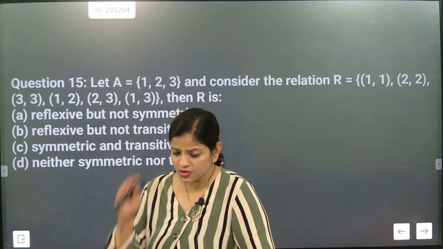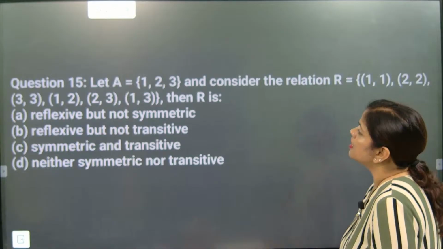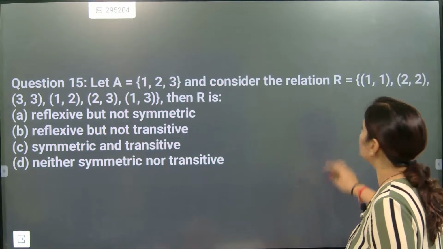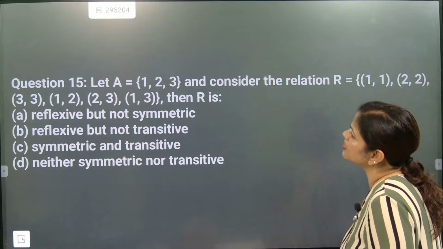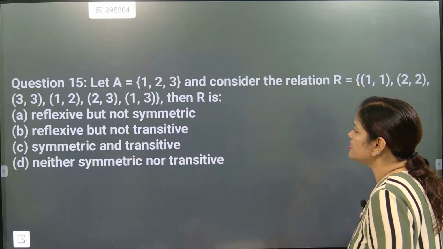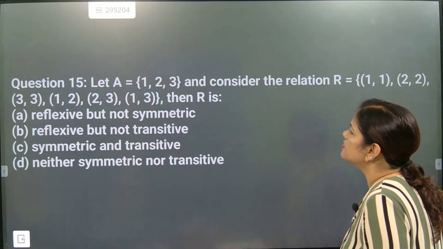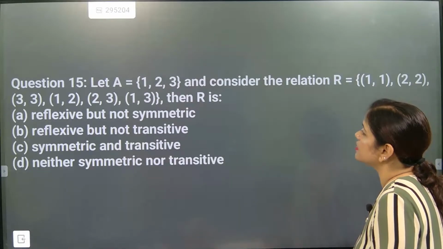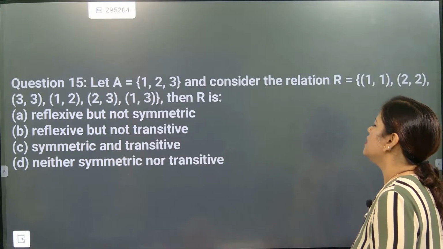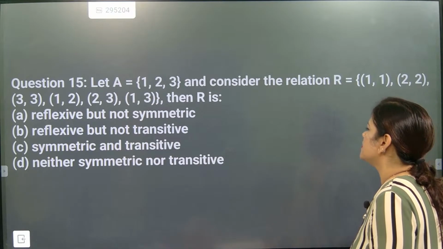We need to check our one year total format. Now come on, we'll start this work. Now consider the relation 1,1; 2,2; 3,3; 1,2; 2,3. Hey bhai, we just solved this type of question. One thing is missing here. 1,2 is there, 2,1 is not there, so it is not symmetric. 1,1; 2,2; 3,3 is there, so reflexive. Is it transitive or not? Reflexive but not symmetric. Reflexive but not transitive. Neither symmetric nor transitive.